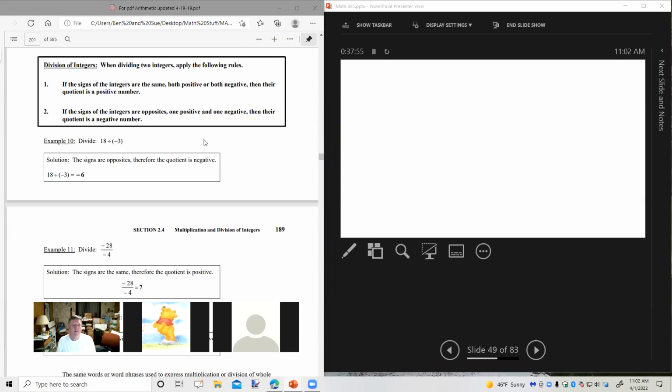Okay. Division of integers. When dividing 2 integers, apply the following rules. If the signs of the integers are the same, both positive or both negative, then their quotient is a positive number. A quotient, that's the result of division. The answer is the quotient. So a positive divided by a positive is a positive, and a negative divided by a negative is a positive. So positive 8 divided by positive 2 is positive 4. Negative 8 divided by negative 2 is still positive 4.